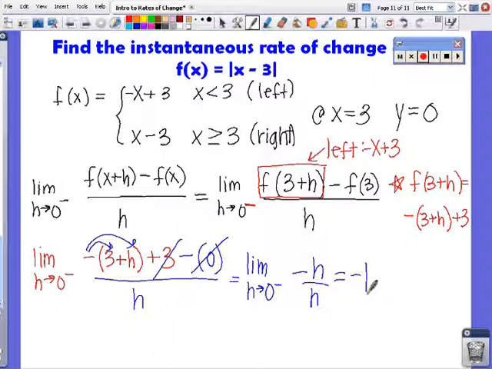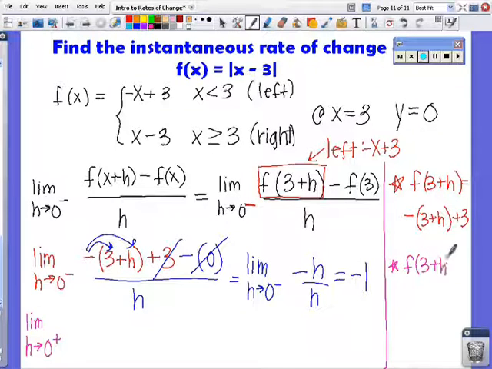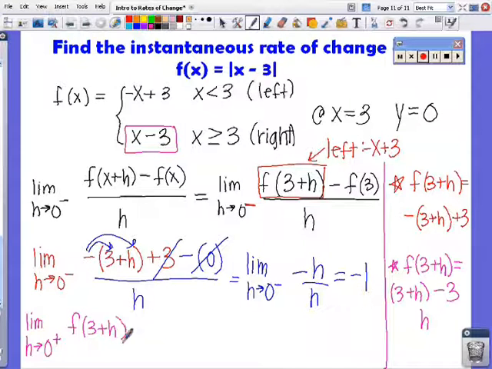Now we're going to do the right side. So I'm going to actually try to squeeze it in right here. Hopefully it'll fit. Limit as h goes to 0 from the right would be f of 3 plus h, and I'm going to put a little star here and put f of 3 plus h. This time I'm doing it from the right side, so I'm using x minus 3, so 3 plus h minus 3. Simplify that and you just get left with h. So we're going to have f of 3 plus h from the right minus f of 3 all over h. We have the limit as h goes to 0 from the right.